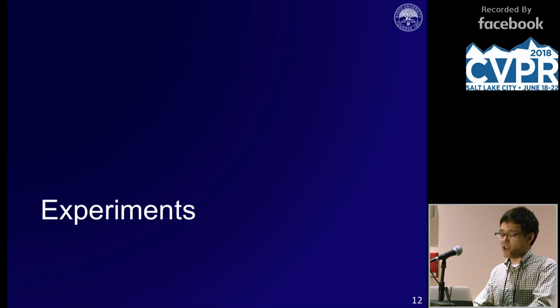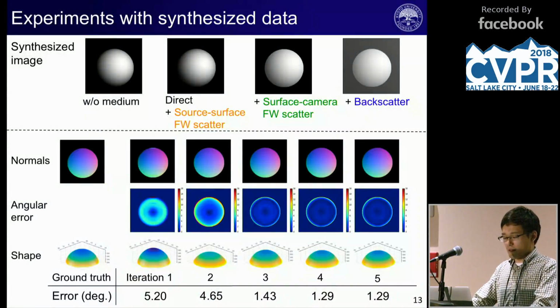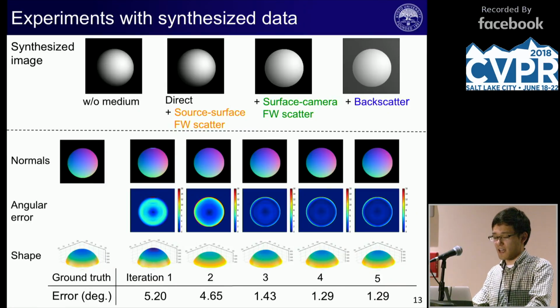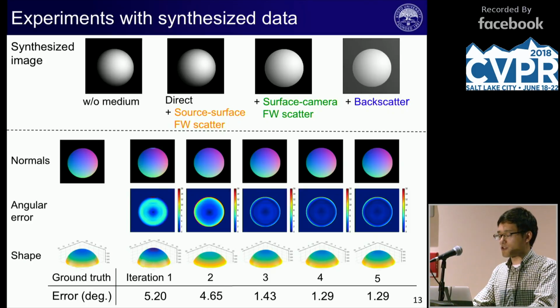Now we demonstrate our experiment. First, we show the experiment with synthesized data. We synthesized the images from a 3D sphere model. And this is the result. The first row shows the output normals, the second row shows the angular error map, and the third row shows the reconstructed shape.